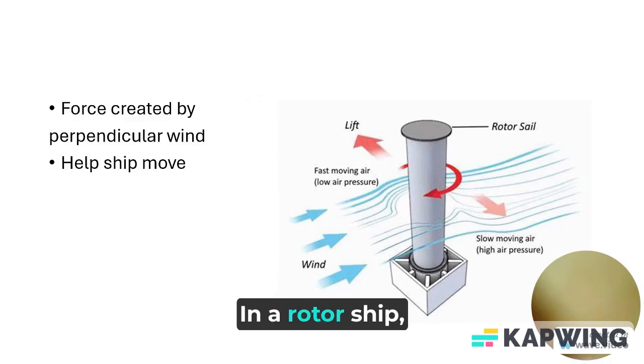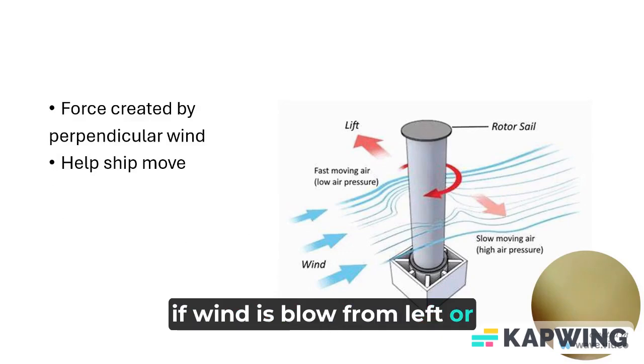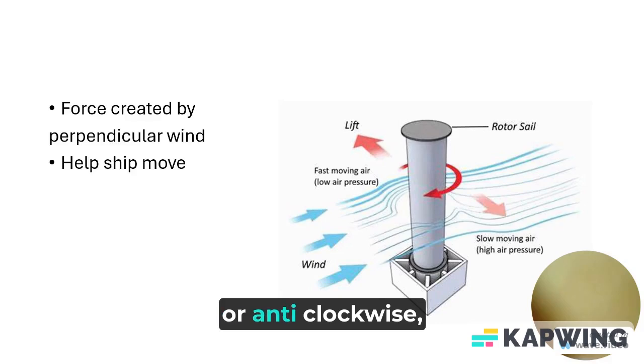In a watership, the rotor will create a force if wind is blown from the left or right side, by rotating clockwise or anti-clockwise. It can help the watership save energy and move.